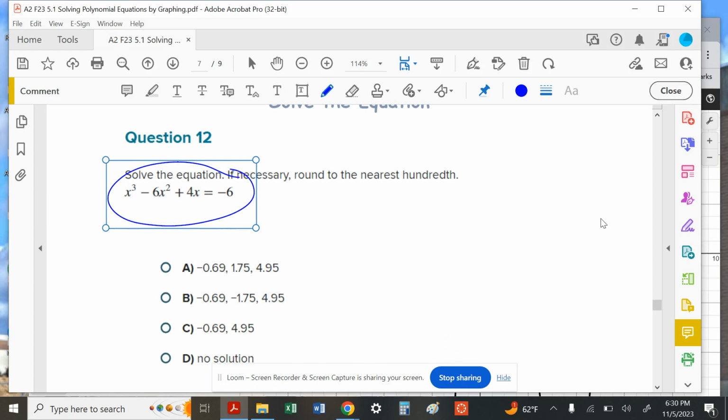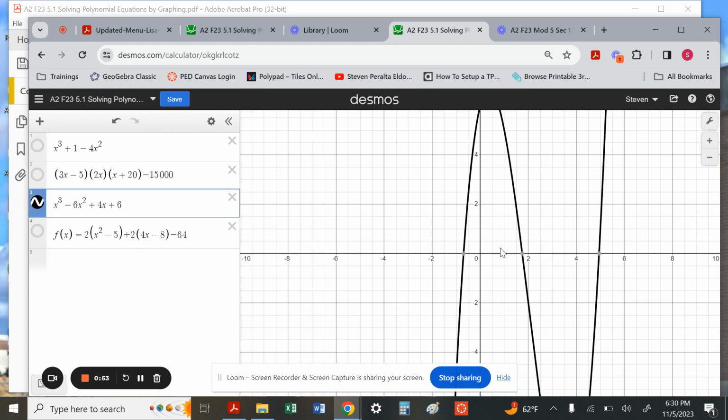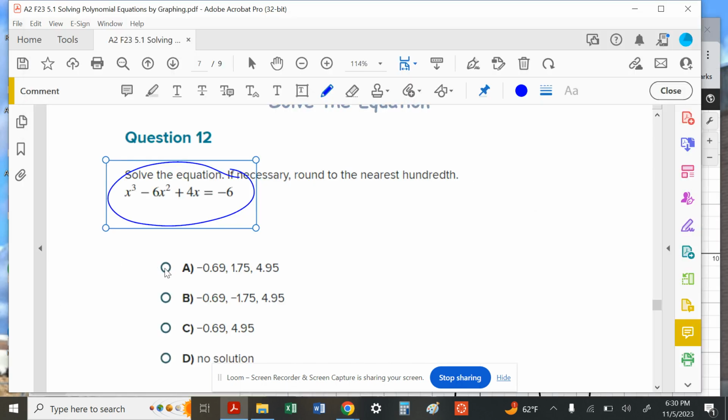So notice that we have two positive numbers. You can see that pretty clearly on this particular graph. So this would be A, which is this one right here.